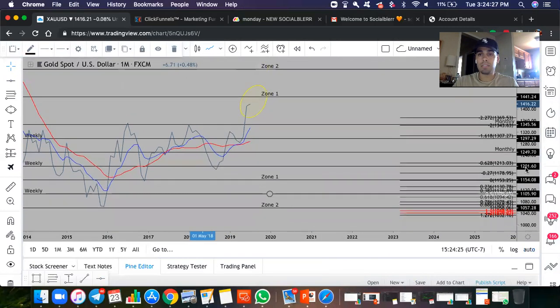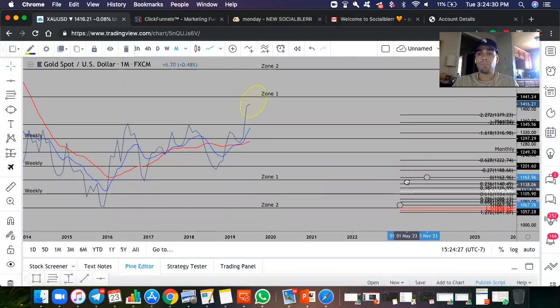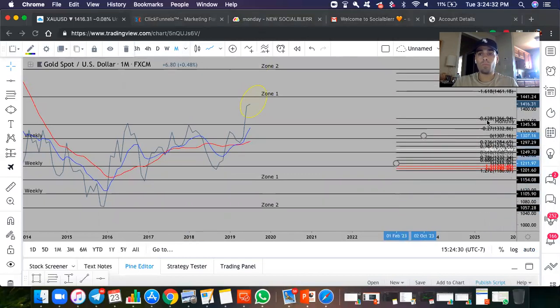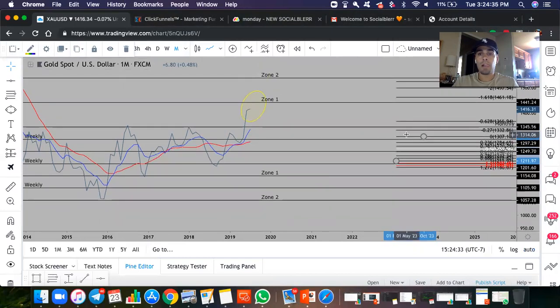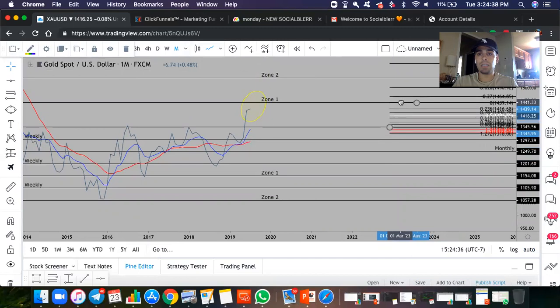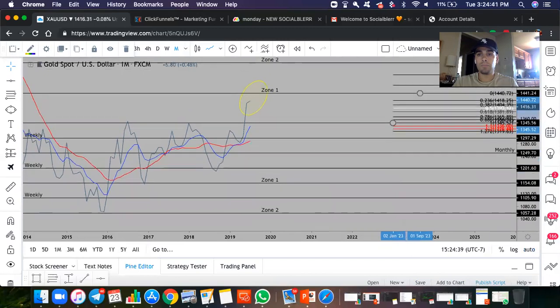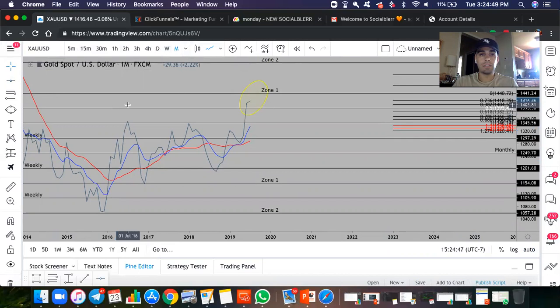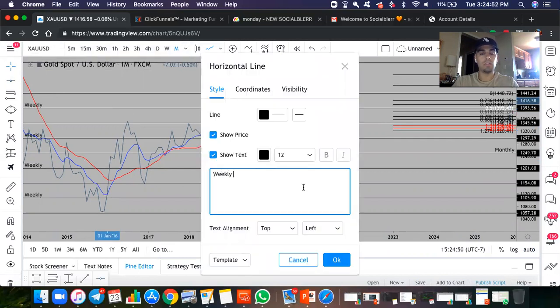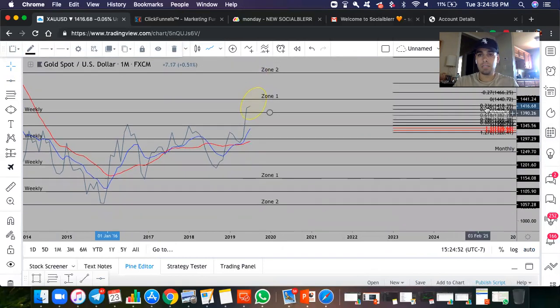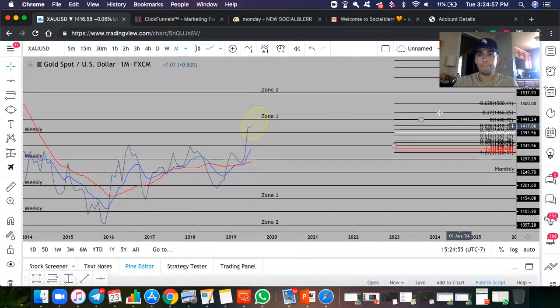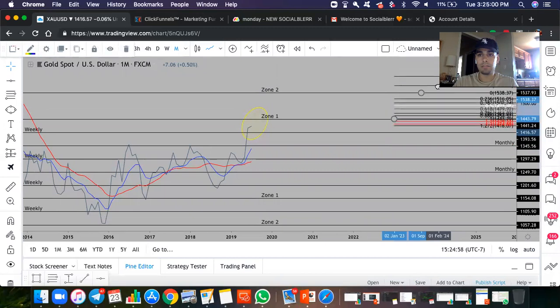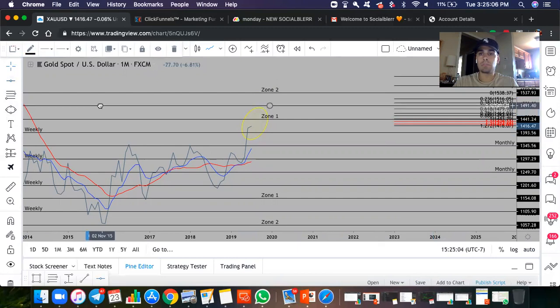We're going to do this 2 more times, guys, to the upside. Make sure that everything is spot on. Right to the 50%. Label this weekly, and we're going to do it 1 more time to the upside. Make sure the 0 is right here to the zone 2. The 1 is on the zone 1. And we have our weekly support and resistance right there.